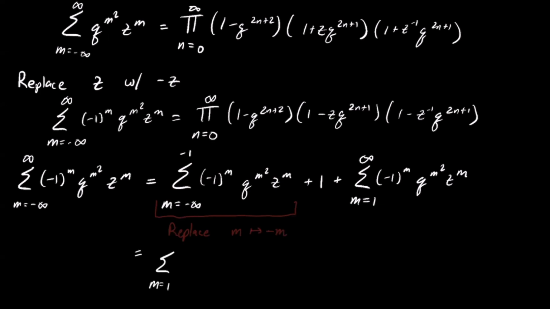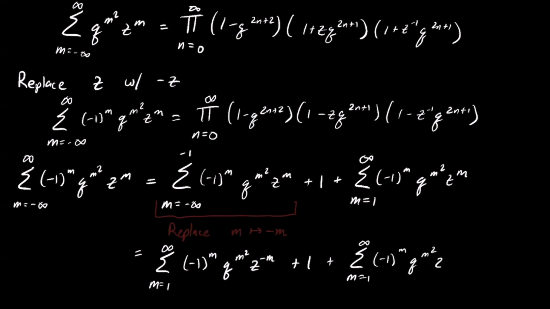Well, this becomes the sum m goes from 1 to infinity. -1 to the m and -1 to the minus m, those are the same. So this becomes -1 to the m. q to the -m squared is the same as q to the m squared. The only thing that's going to change is this becomes z to the minus m. The middle term is 1, and the latter sum is still the same. So I haven't changed this. So this is the sum of -1 to the m, q to the m squared, z to the m.